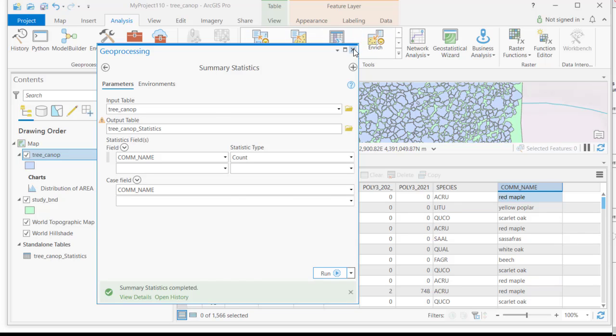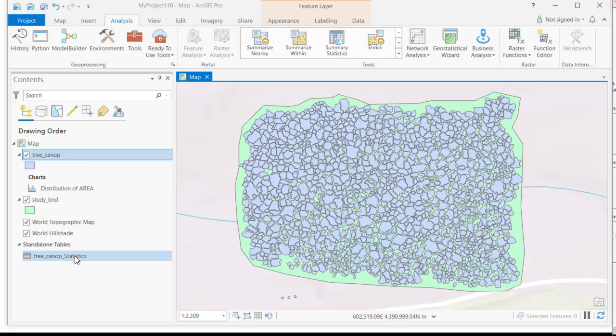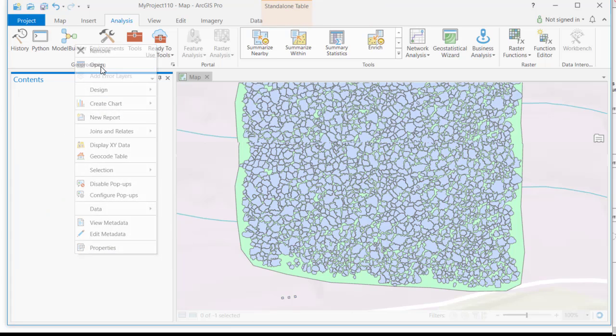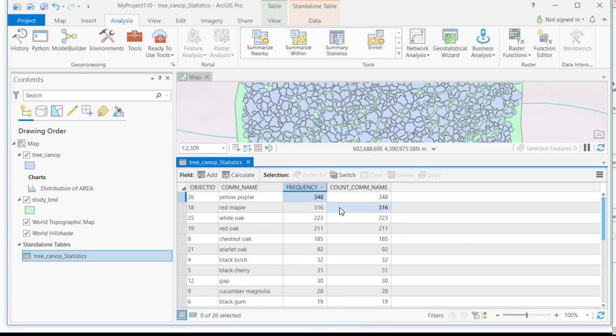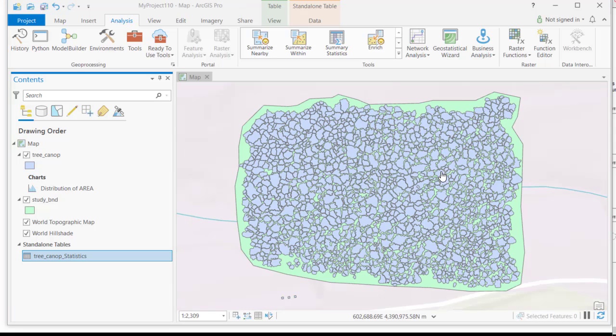So this creates an output table, which looks like this, which gives us some really good information based upon that frequency score. We can see that yellow poplar occurs in 348 of these different polygons. There's 26 different types. Next highest frequency is the red maples, white oaks, and so on. So it's really good to explore this data a little bit, as I just showed you with some basic statistics of the polygon sizes, as well as the attributes.